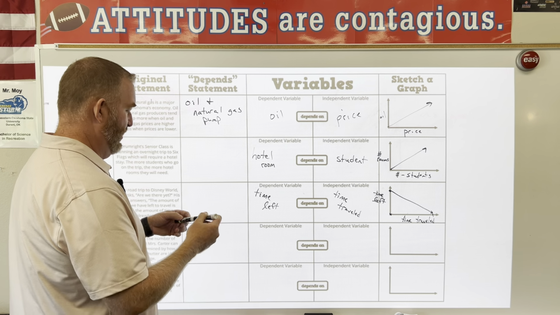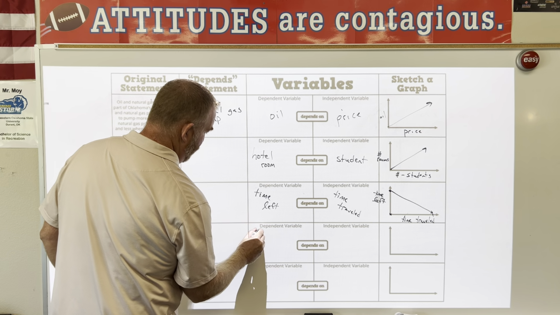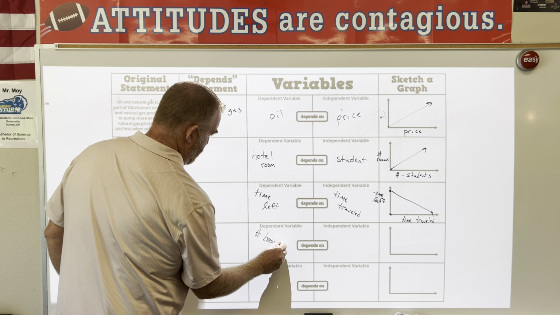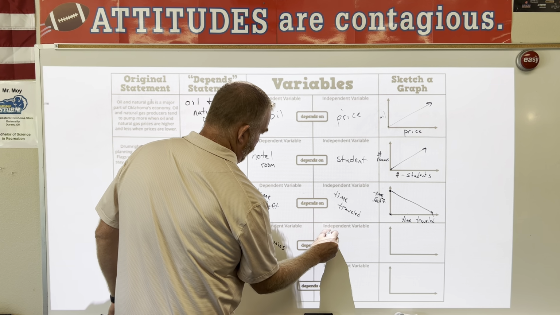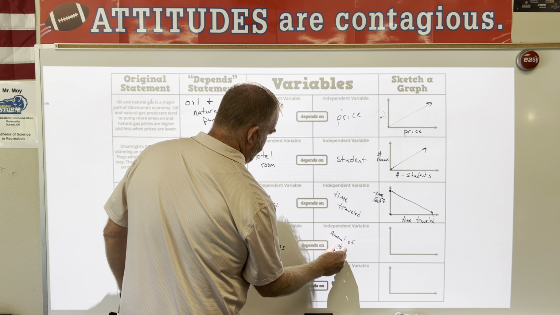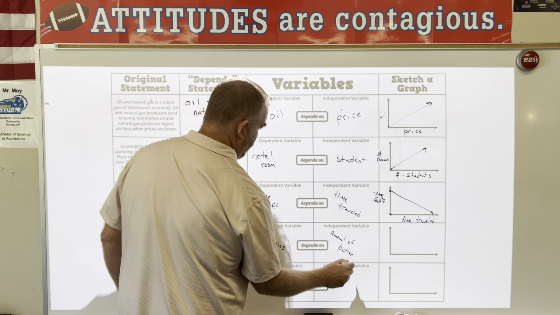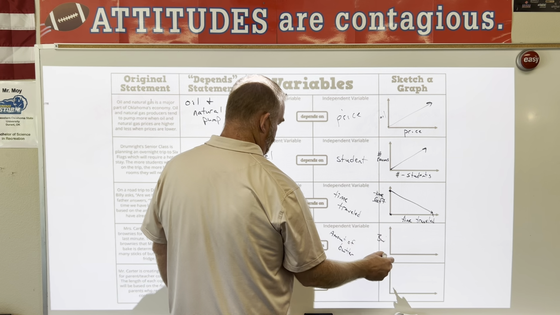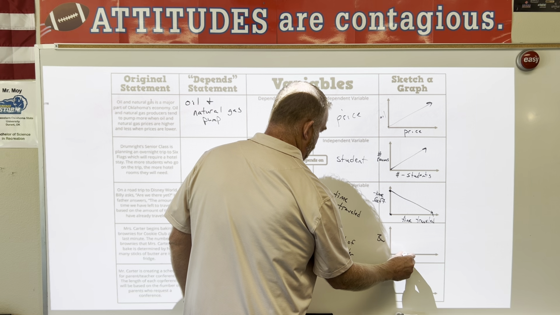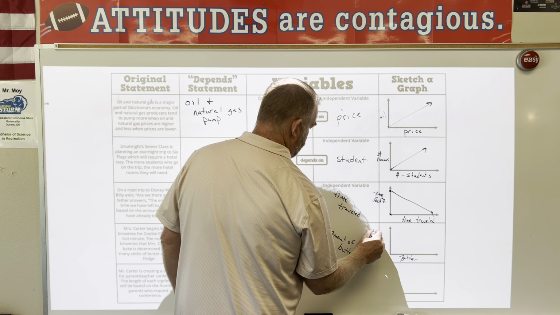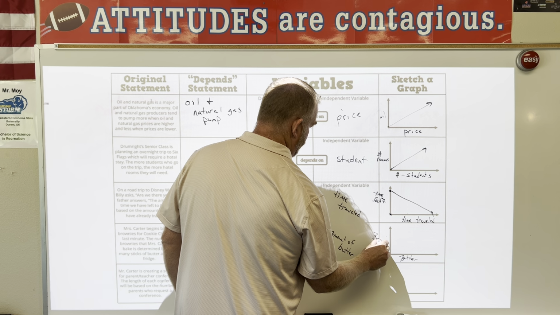Okay, so here we go. My brownies, number of brownies, depends on amount of butter. Okay, so here's how this works. Oh, no. Sorry. Butter is at the bottom because butter is the independent. Butter, brownies. So the more butter I have, the what?